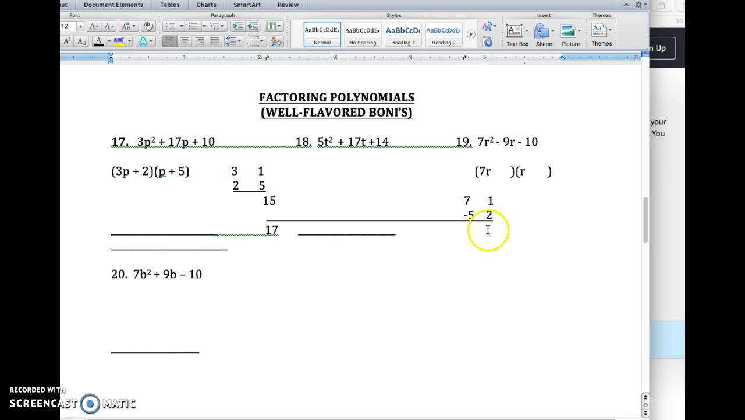Positive 7 times positive 2 will give me positive 14, right? I know where my cursor is. Positive 7 times positive 2 should give me a positive 14. I'm going to put it right here. And then negative 5 times negative 1 would give me negative 5.